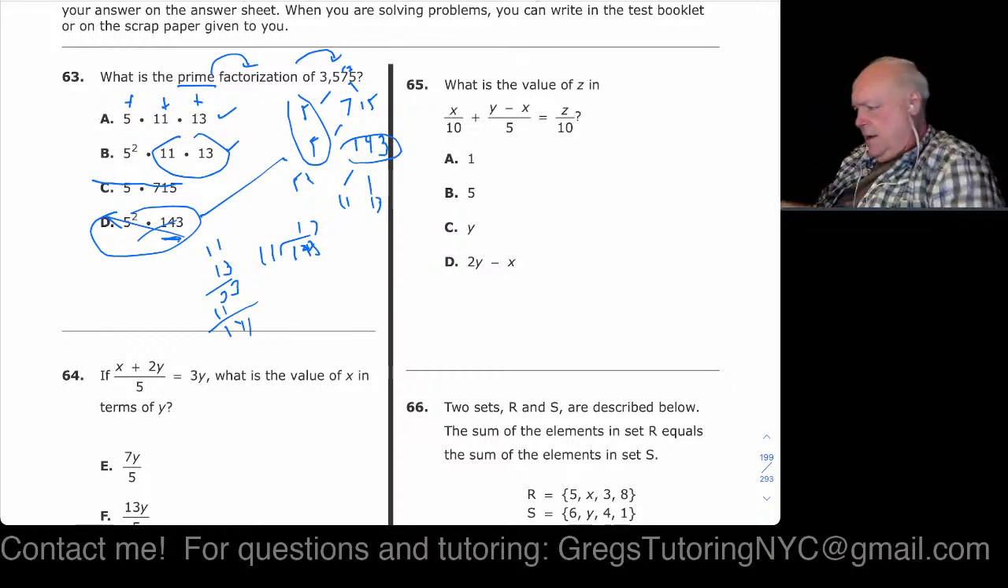So let's see what we have going on here. Questions 64 and 65 are algebra related. So is 67.